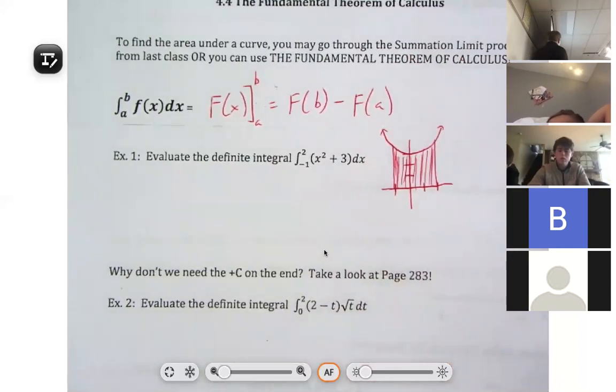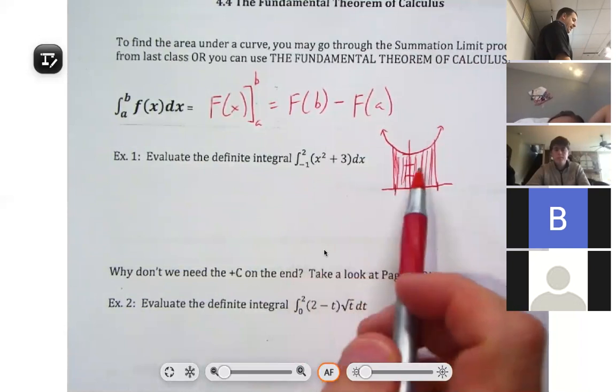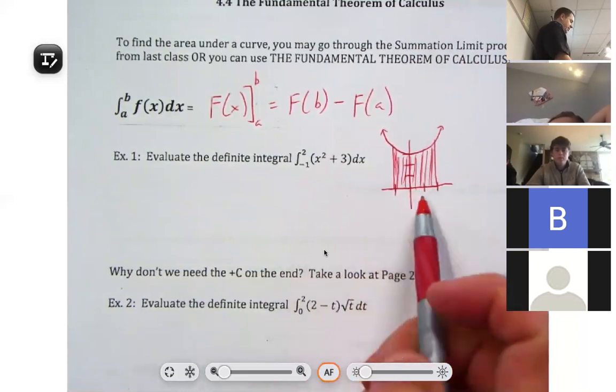And we have no way with geometry to find that actual area. We have that curved surface in there. We don't know how to do this. But this is what a definite integral does. This is going to find that exact area for us. So here's how it works.